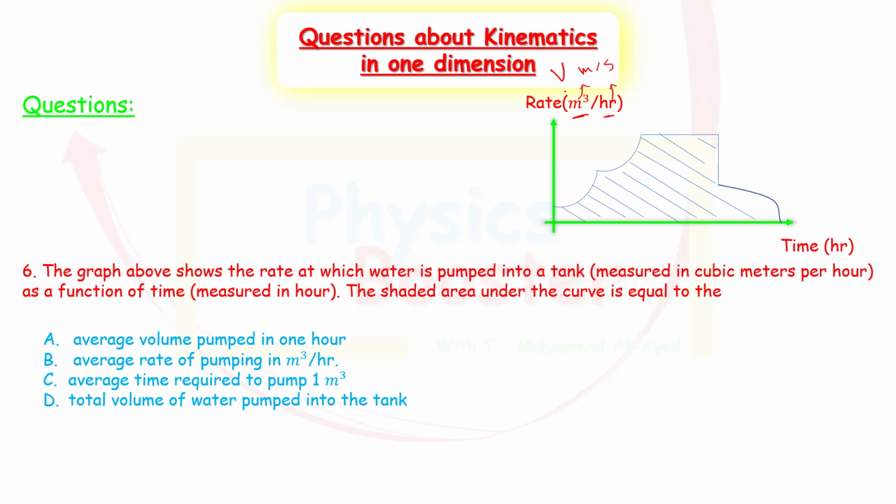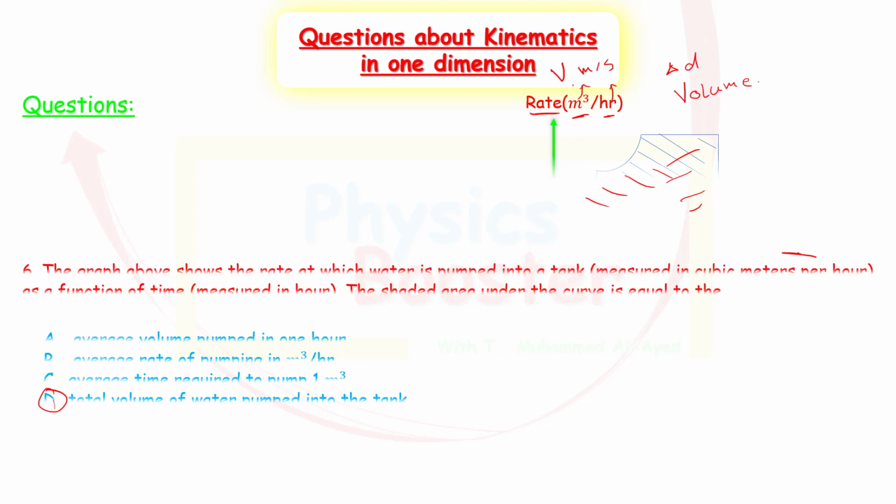So we can just look at it as if it were a velocity versus time graph. We know that in a velocity versus time graph, the shaded area will give me the distance. Well, actually, it's clear that in the rate versus time graph, the total shaded area will give me the total volume. So the answer in this case is going to be D. We can just look at it as if it were a velocity versus time graph.